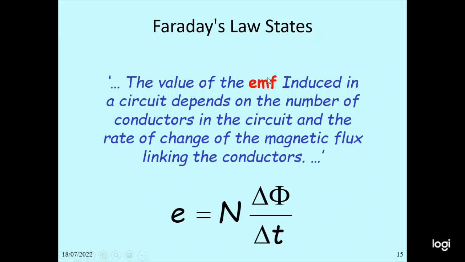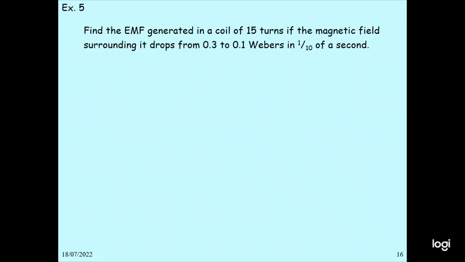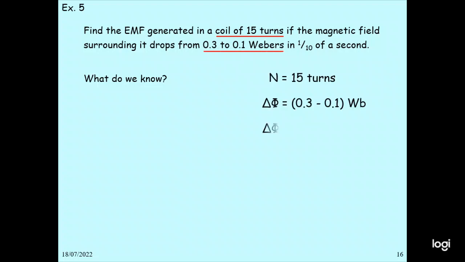The next one is the EMF generated in the coil of the previous task, if the magnetic field surrounding it drops from 0.3 to 0.1 webers in 1/10 of a second. What do we know? We know N is 15 turns, thereby 0.3 minus 0.1, you get 0.2 weber, in 0.1 second. What do we want to know? We know E equals N dΦ/dt, so dΦ/dt is 2 webers per second. E equals 15 multiplied by 2, you get 30 volts.